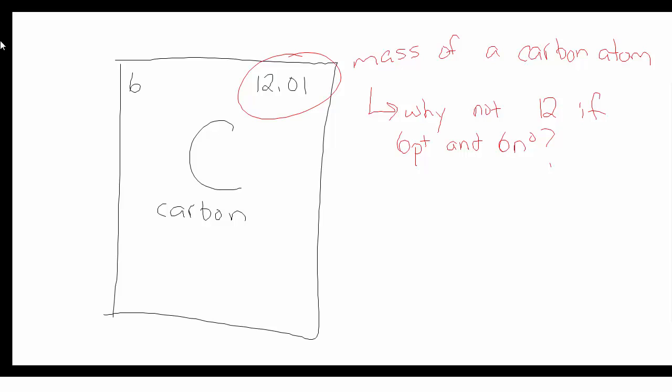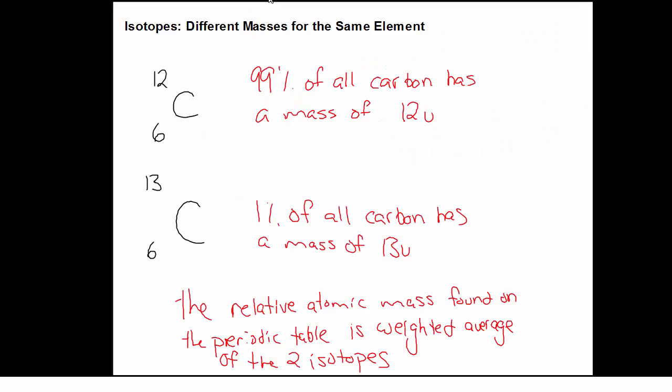All right, so here's just a representative box of a periodic table. Okay, isotopes, different masses for the same element. 99% of all carbon in the universe has a mass of 12. Slightly less than 1% of all of the carbon has a mass of 13. A very small fraction has a mass of 14. The relative atomic mass found on the periodic table is actually a weighted average of the isotopes. Okay, and here's what we mean by that.